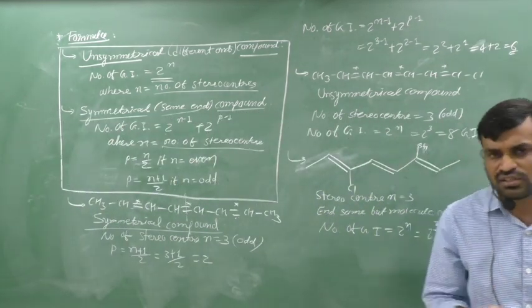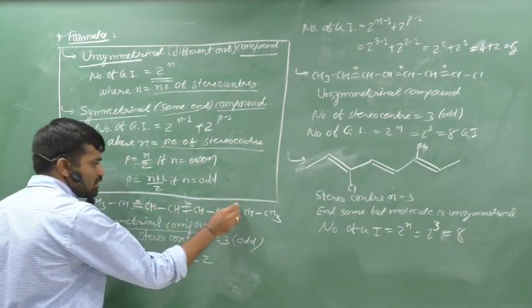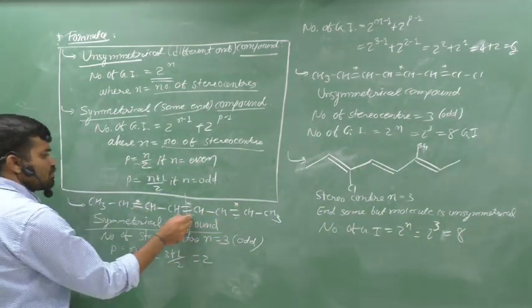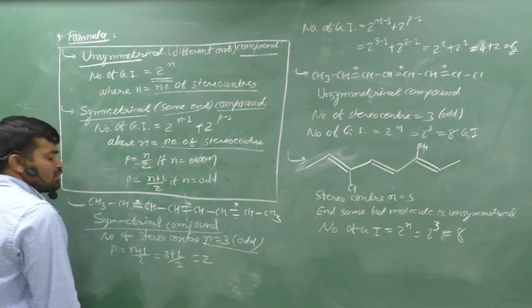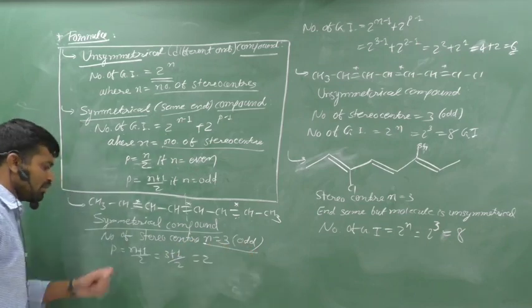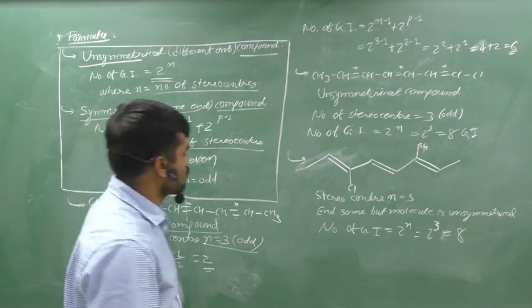Now it is a very easy task for us. You can very easily understand. We have 3 stereocenters. From this point, and from this point, the compound shows GI. Therefore the number of stereocenters is equal to 3. 3 is an odd number. Therefore p is equal to n plus 1 by 2. Odd number, p is equal to n plus 1 by 2. Therefore p is equal to 2.